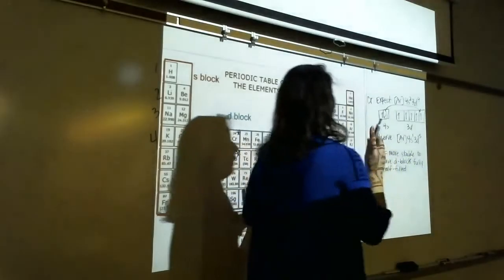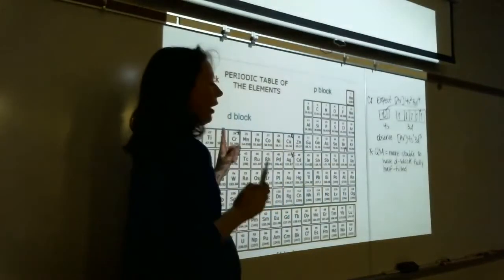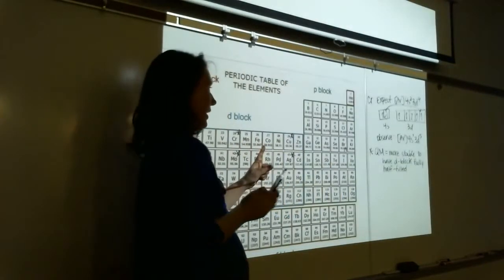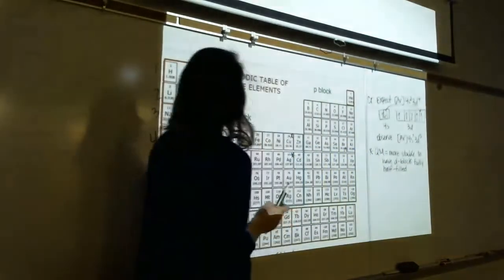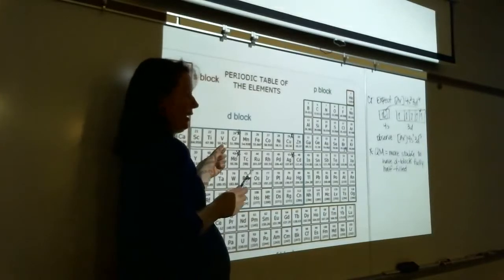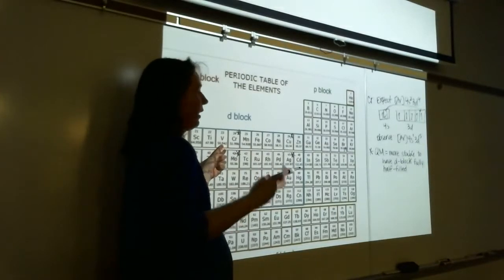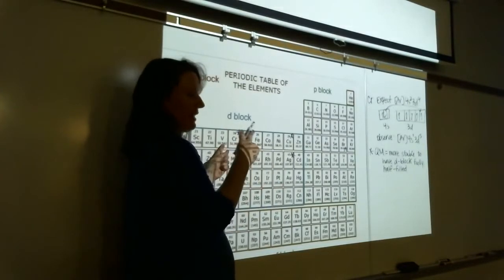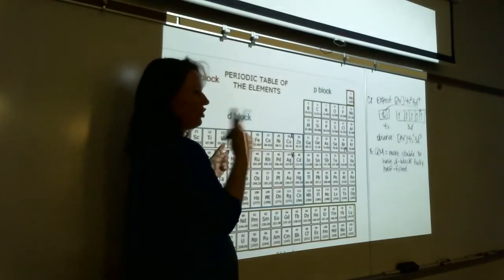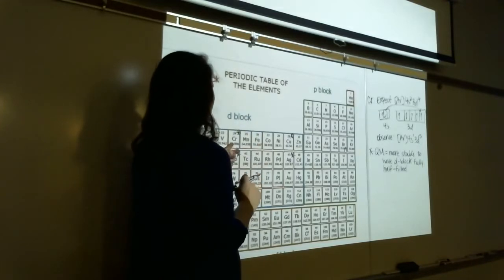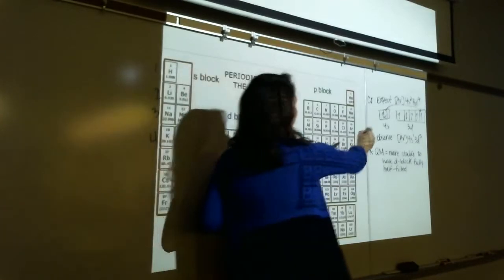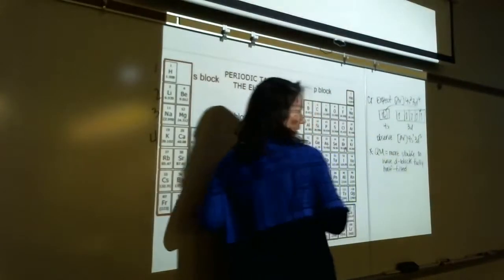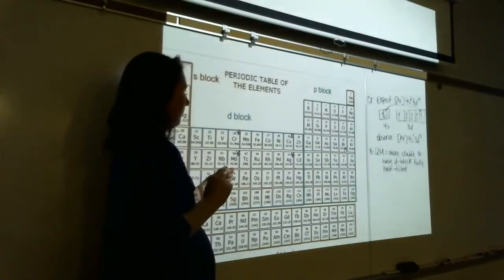Okay? And it only happens if you're one away. It only affects chromium. It would not affect vanadium, right? Vanadium is 2 away, and 2 electrons is just too many to steal. It's just 1. And then it will be the same thing in molybdenum. The only difference is it'd be 5s and 4d instead of 4s and 3d.